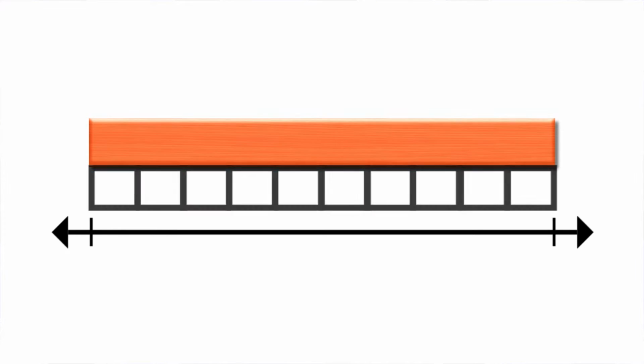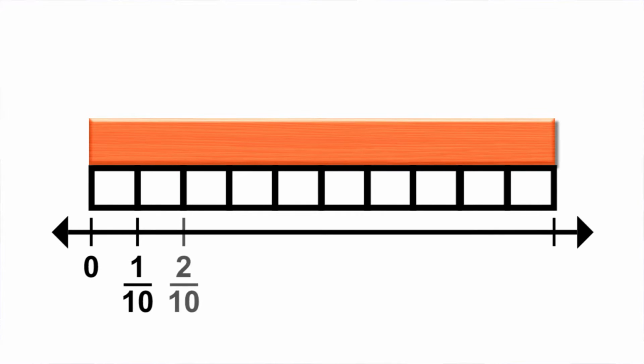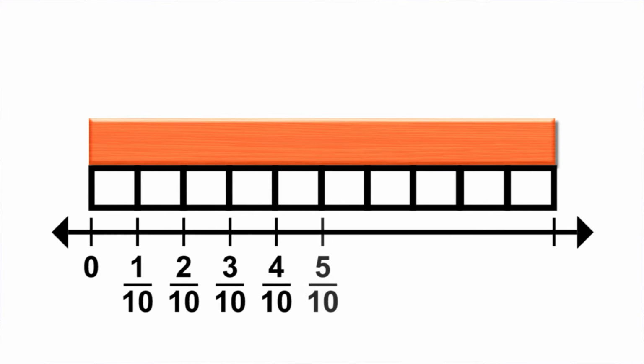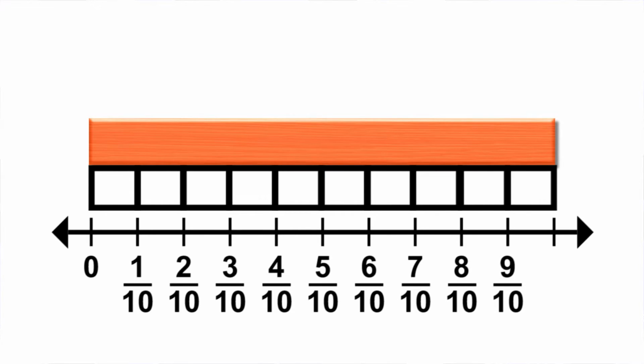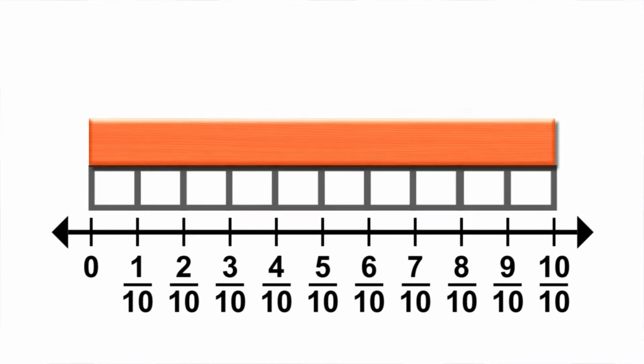We can also use a number line to model fractions. Let's start by making a number line using the edge of the orange rod. Now, let's use the unit cube to mark off tick marks starting with 0 and extending further. Let's mark our tick marks 1/10, 2/10, 3/10, 4/10, 5/10, 6/10, 7/10, 8/10, 9/10, and 10/10.